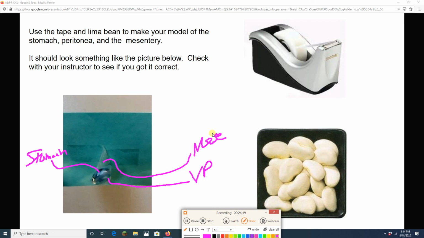And then the tape is stuck to the piece of paper here. Your lab manual says to tape it in your lab manual. You don't have to do that. But the tape on the paper would be the parietal peritoneum, and the paper itself would be the abdominal wall. So you're going to do this. You're going to take a picture of it. You're going to send me that picture. I can't wait to see it.